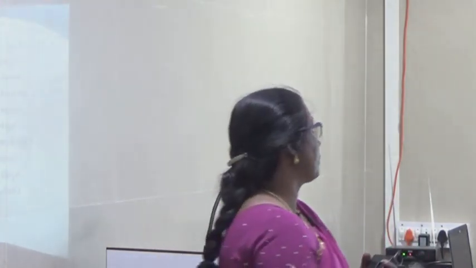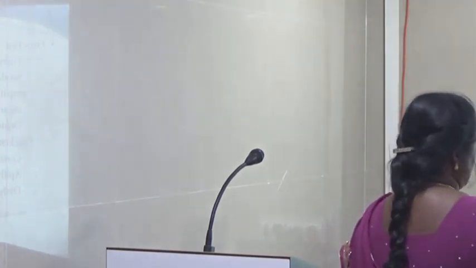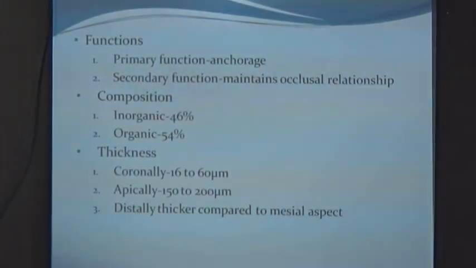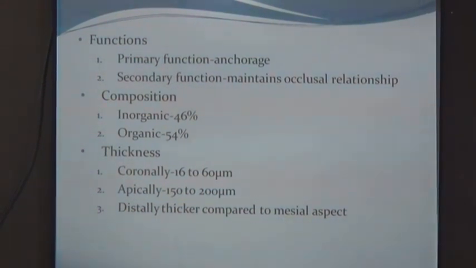What do you understand by maintaining the occlusal relationship? When the occlusal demand increases, hypercementosis occurs, isn't it? So maintaining the occlusal relationship is only the secondary function. The primary is anchorage. And the thickness, this you have to know well. Coronally it is 16 to 60 micron. Apically it is 150 to 200 micron. That they used to ask in the MCQ.